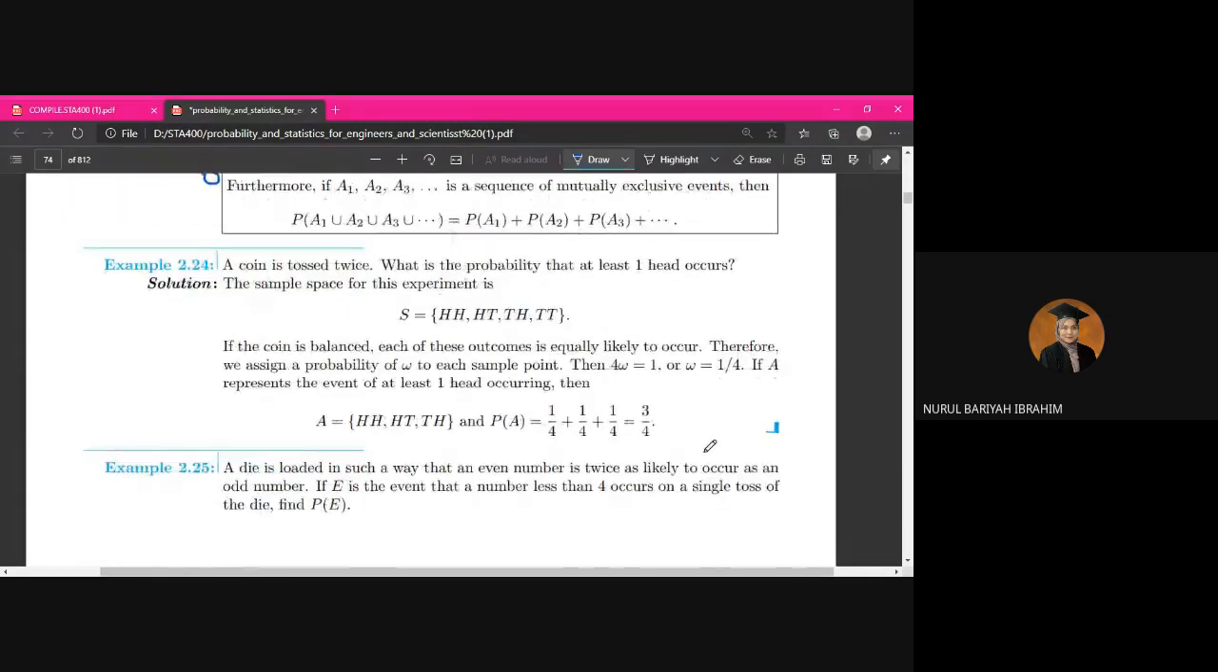Okay, let's say contoh dekat sini, a coin is tossed twice. What is the probability that at least one head occur? A coin is tossed twice. Dia punya experiment, a coin is tossed twice. So we have head and tail twice. The probability here will be 0.5. Betul tak? Sama juga dekat sini will be 0.5 ataupun 1 over 2.